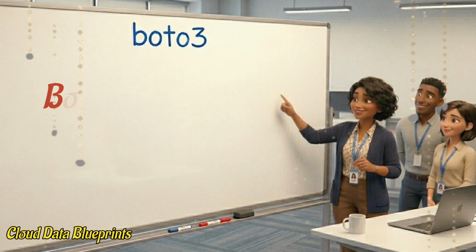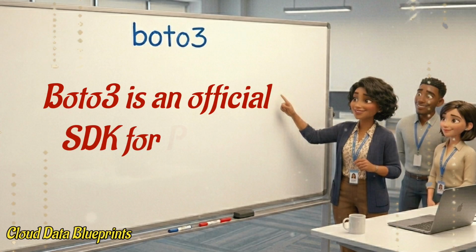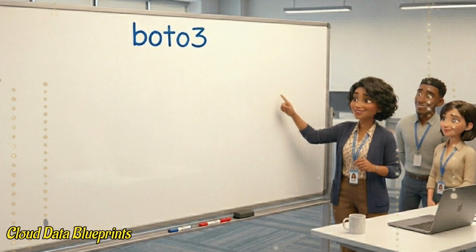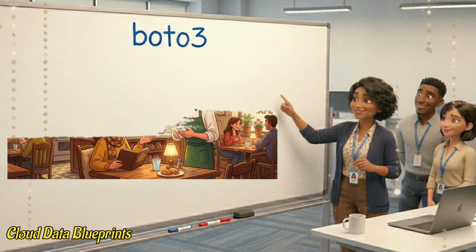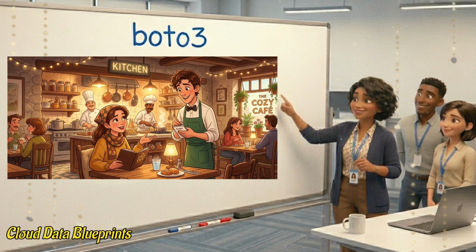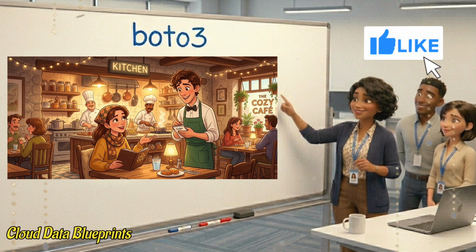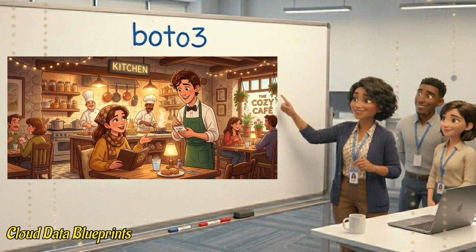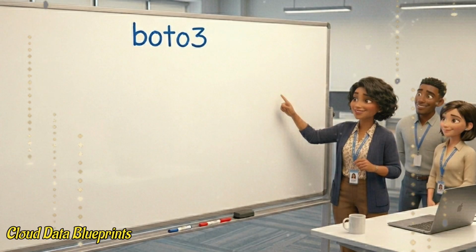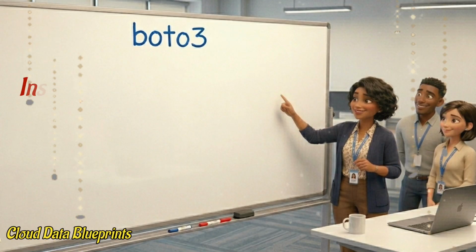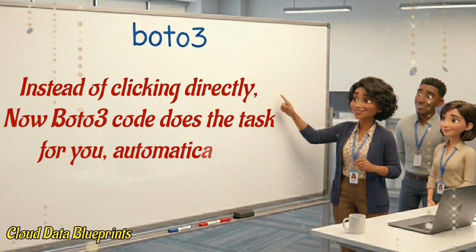Boto3 is the official AWS software development kit, SDK, for Python. Think of AWS as a massive restaurant. You have the kitchen, that's the servers, databases, and storage. But you're the customer sitting at the table. To get what you want, you need a waiter to take your order to the kitchen and bring the food back. In this scenario, Boto3 is your waiter. It allows your Python code to talk directly to AWS services like S3, EC2, DynamoDB, or Redshift. Instead of you clicking buttons in a browser, your code sends a request, and AWS executes it instantly.